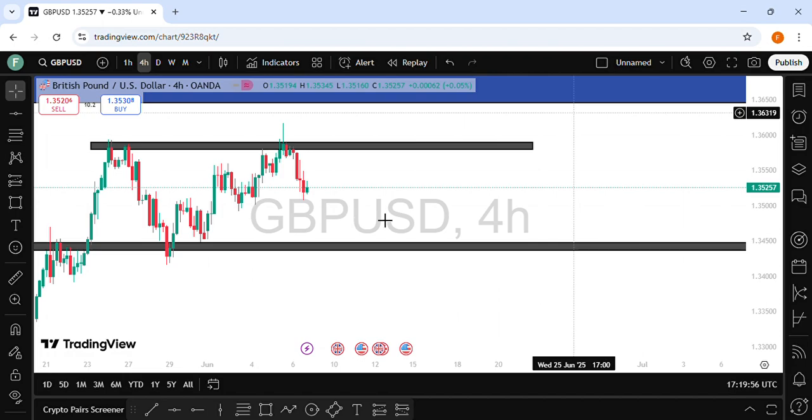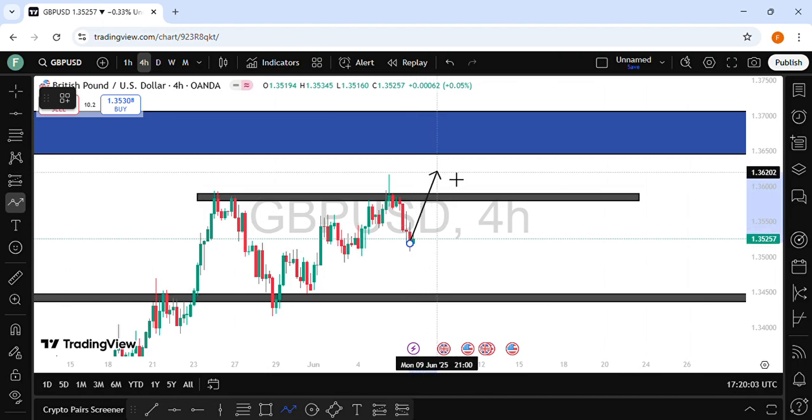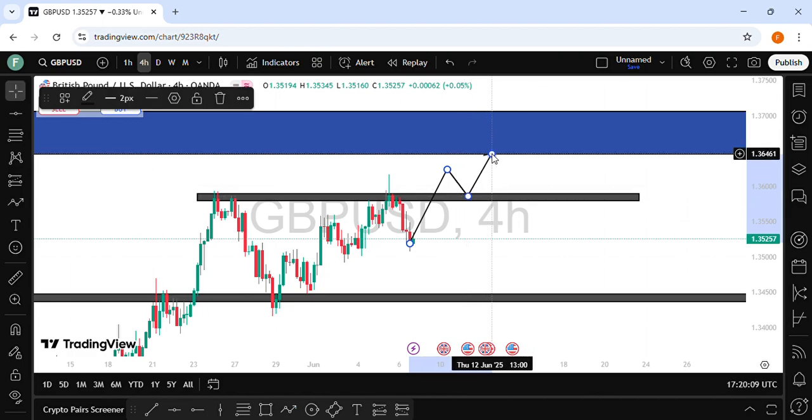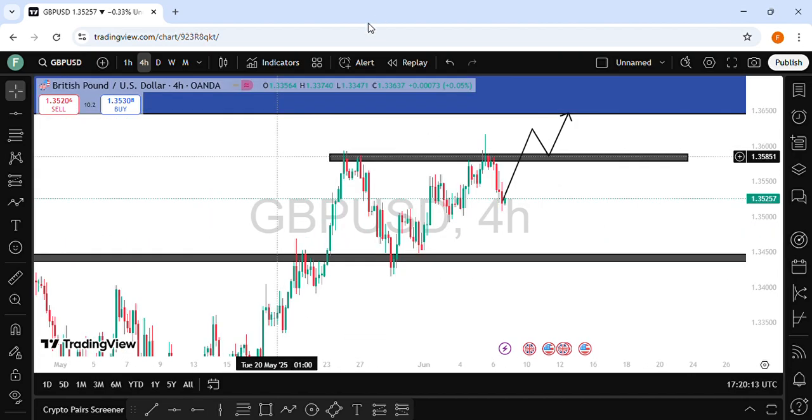I like for price to take out this zone as at here. So once I see something like this, a little breakout, little pullback, I'll take the trade right there. That's for GBPUSD, because it's a buying trend and I don't go against the trend.